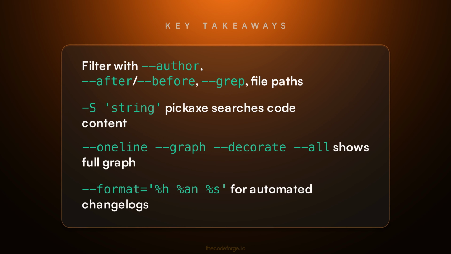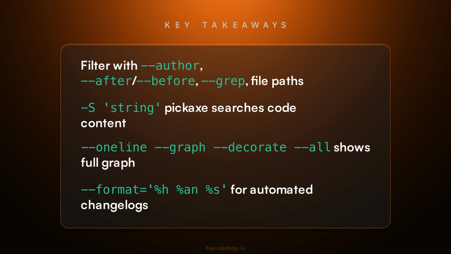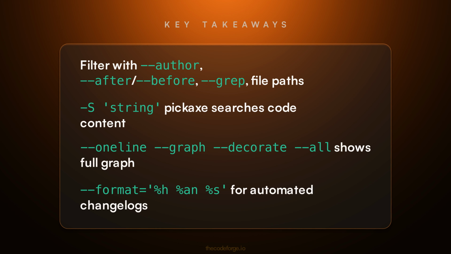To recap, use filters to narrow down commits, leverage pickaxe for code content searches, visualize branches with graph, and always write descriptive commit messages. These practices will save you hours and make audits painless.